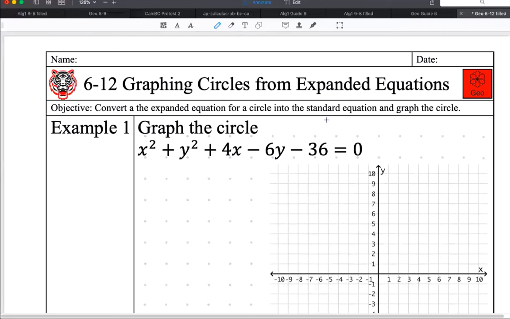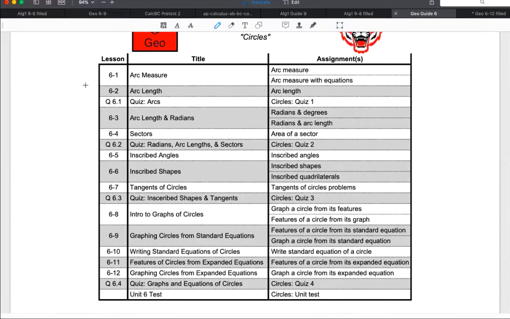All right, so this is geometry lesson 6-12. This is our final lesson. Look at this, guys. Wow. For this unit guide, hello, Riley, we are done. 6-12 is the very end, then we have a quiz tomorrow, and then the test the day after that.